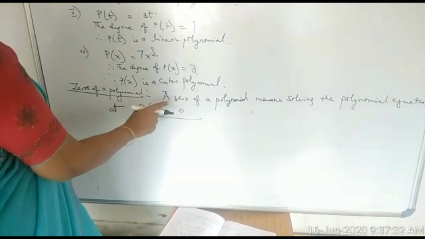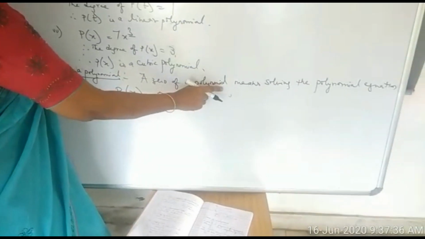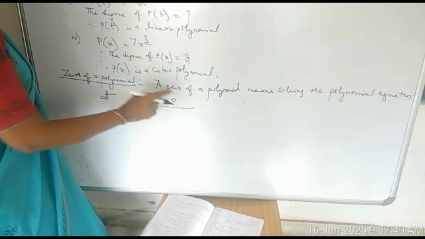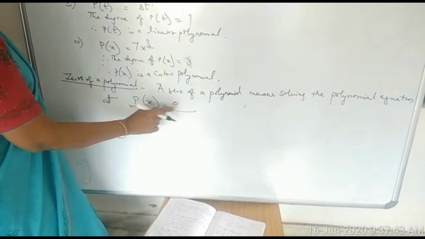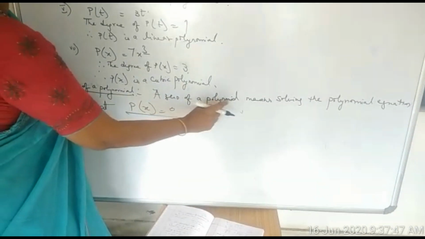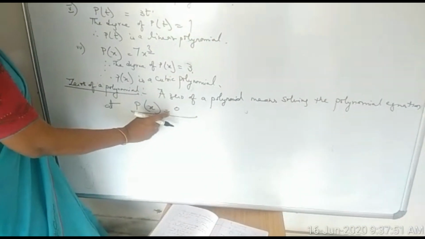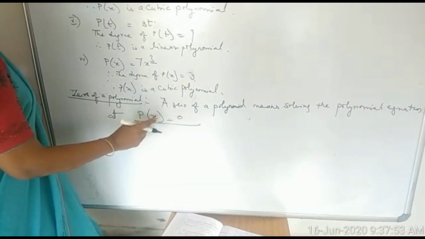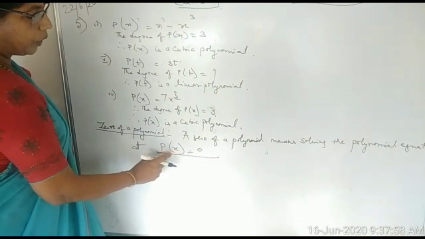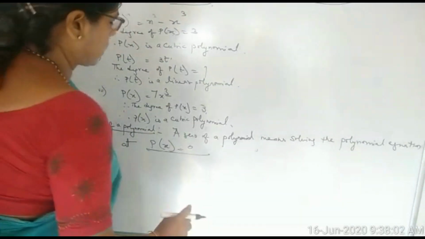A simple concept, nothing to get confused. A zero of the polynomial means your given polynomial is equal to 0 and solve for x. I shall repeat, children. Zero of the polynomial means your polynomial should be equated to 0 and solve for x.